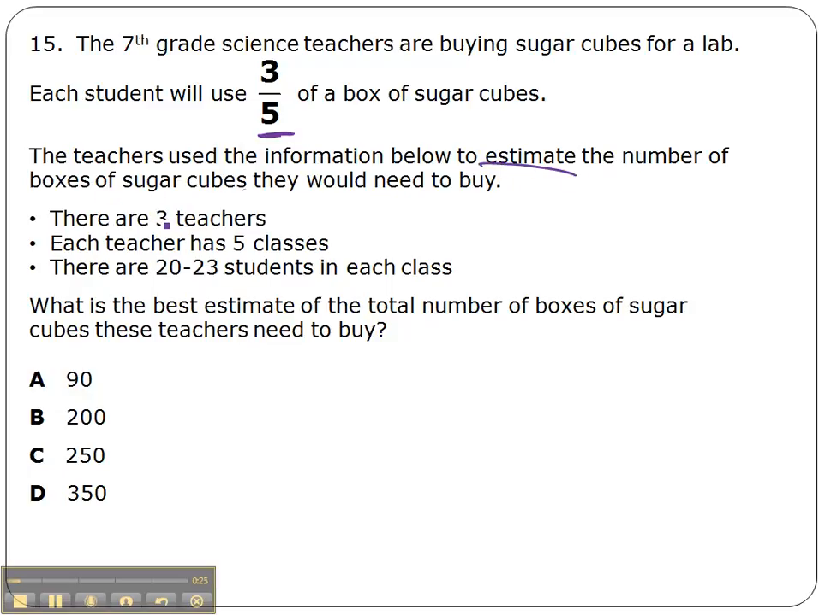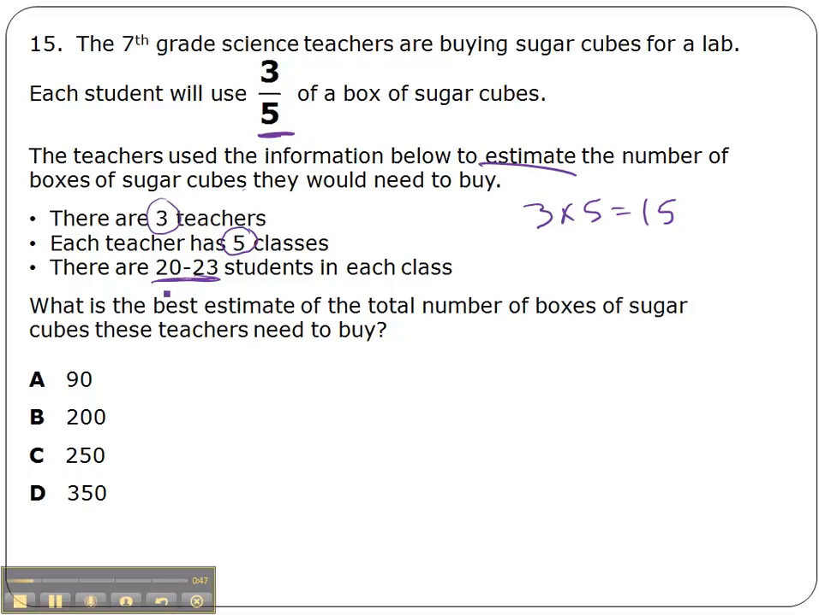There are 3 teachers. Each teacher has 5 classes, and there are between 20 and 23 students in each class. So we're going to estimate about how many students we have all together. 3 teachers and 5 classes, that's 3 times 5, or 15 classes of students. It says there are between 20 and 23 students in each class.